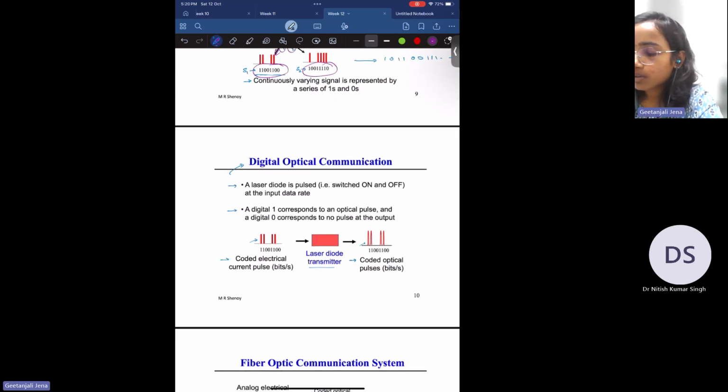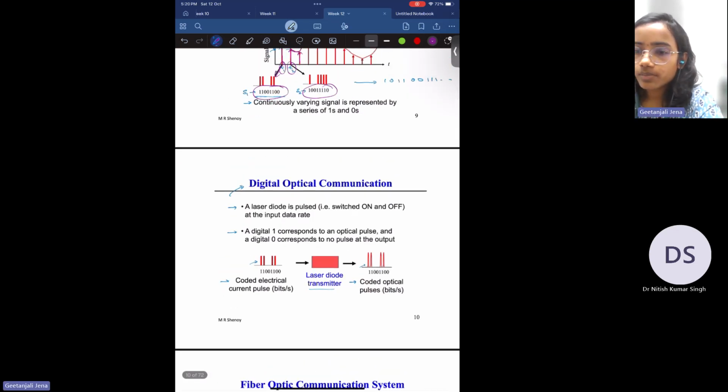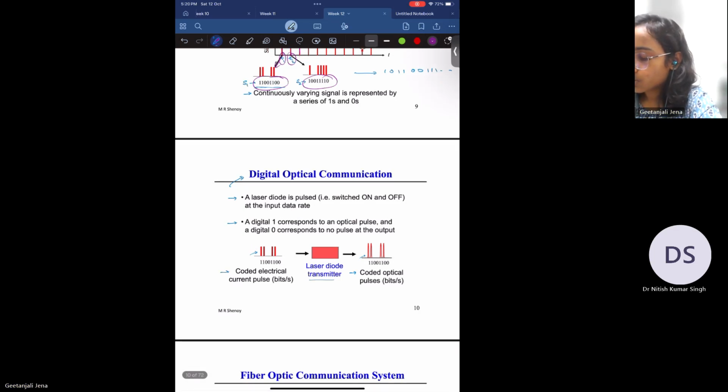When we talk about optical communication, that is transmitting the signal through laser, we represent the one of this bit by a pulse which is on, and zero we represent by a pulse which is off. So we have this coded electrical current signal from sampling the analog signal.